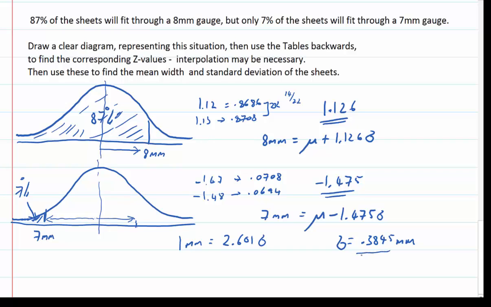Well, if 8 millimeters was the mean plus 1.126 sigma, then 8 is mu plus 1.126 times 0.3845. In other words, 8 is mu plus 0.4329. Therefore mu is 8 minus that, which was 7.567 millimeters as required.